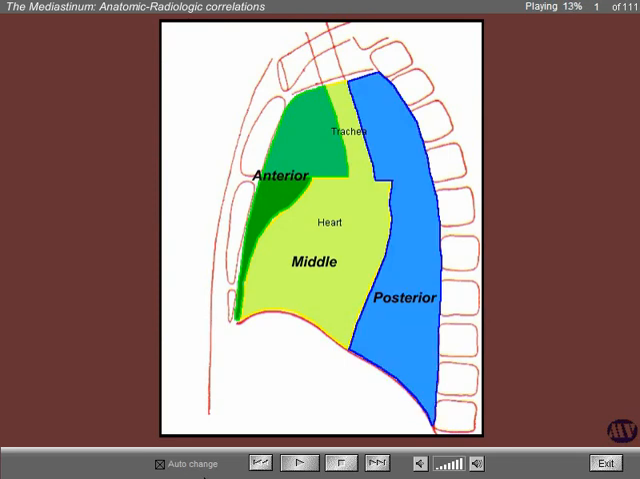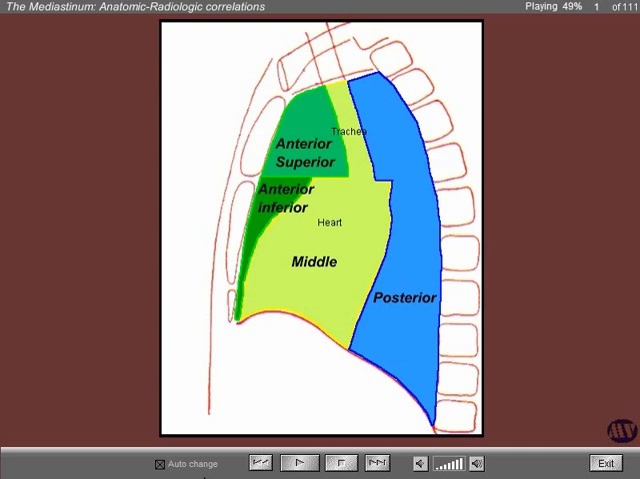In other words, any mass projecting ventral to the heart and ventral to the trachea is in the anterior mediastinum, which is subsequently subdivided into an anterior superior mediastinum, the home, for example, of the substernal thyroid and thymus, and the precardiac, which is the anterior inferior aspect of the mediastinum.